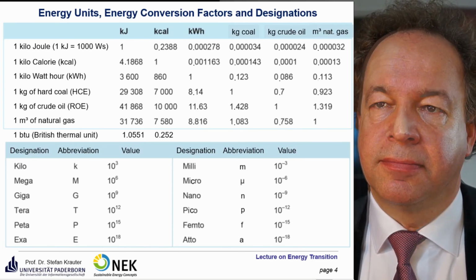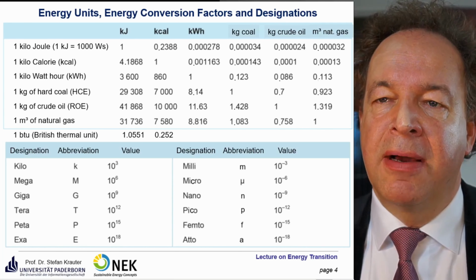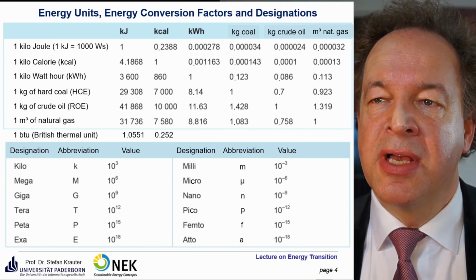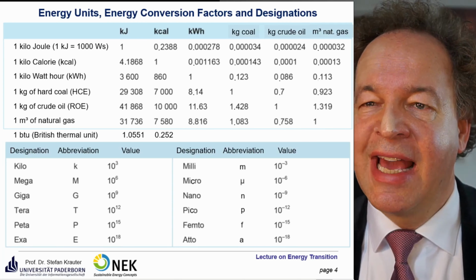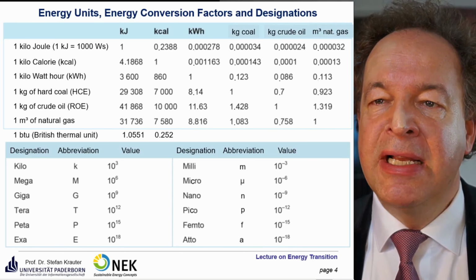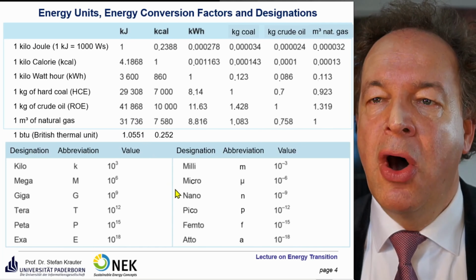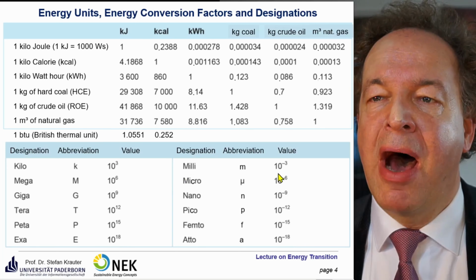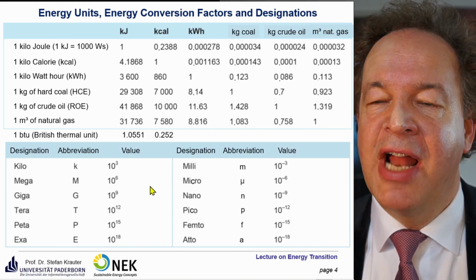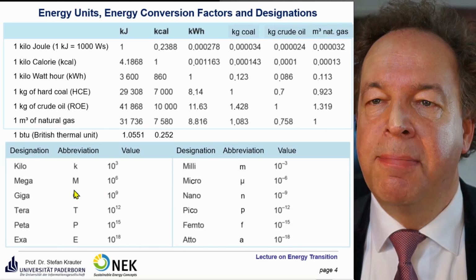Important, the abbreviations. Kilo means 10 to a power of 3, so multiplied by 1000. The abbreviation is a small k. Please don't use a big K because this is the abbreviation of Kelvin. For mega, it's a big M, so this is a factor of 1 million or 10 to a power of 6. Don't mix it up with a small m, because a small m would mean milli, that is 10 to a power of -3. So this makes a huge difference if you mix up the small m and the large m.